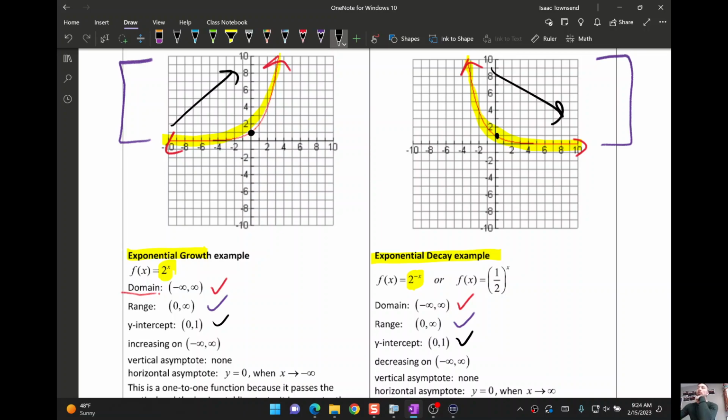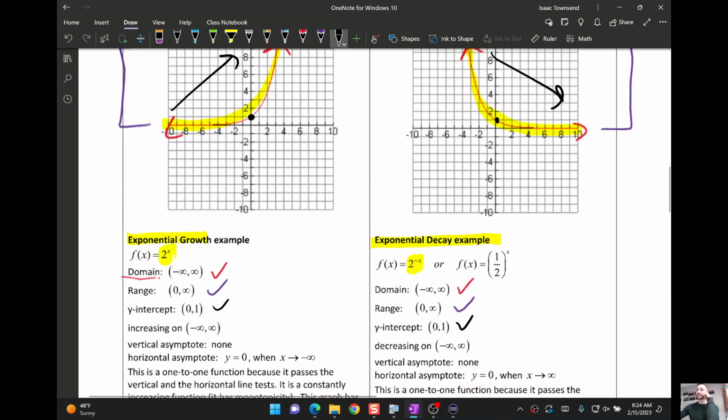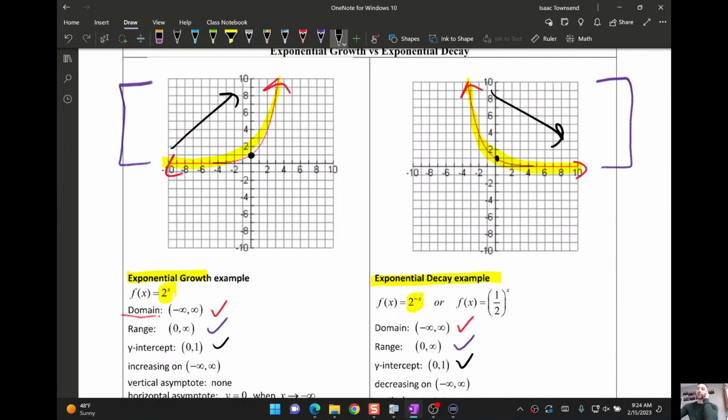And a graph, you should always read left to right like you do a book. If it's going up left to right, it's increasing. If it's going down, it's decreasing. Now, it's almost tempting to say there's a vertical asymptote here and here, but these actually do keep going to the right. It's just very slow because it's going up so fast. So there is no vertical asymptote.